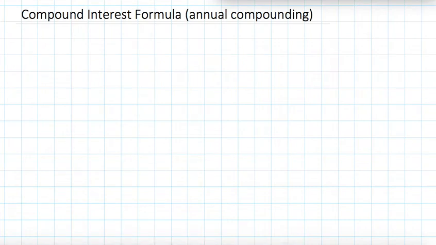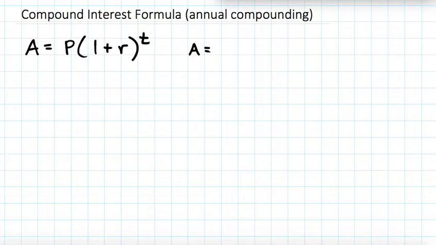The last thing that we're going to talk about in this video is the compound interest formula. So we're going to see an application here. We're going to see a more general formula a little bit later on in the course, but for annual compounding, the compound interest formula looks like this. A equals P times 1 plus R raised to the t power. There's a lot of variables here, so we're going to go through what they all mean.